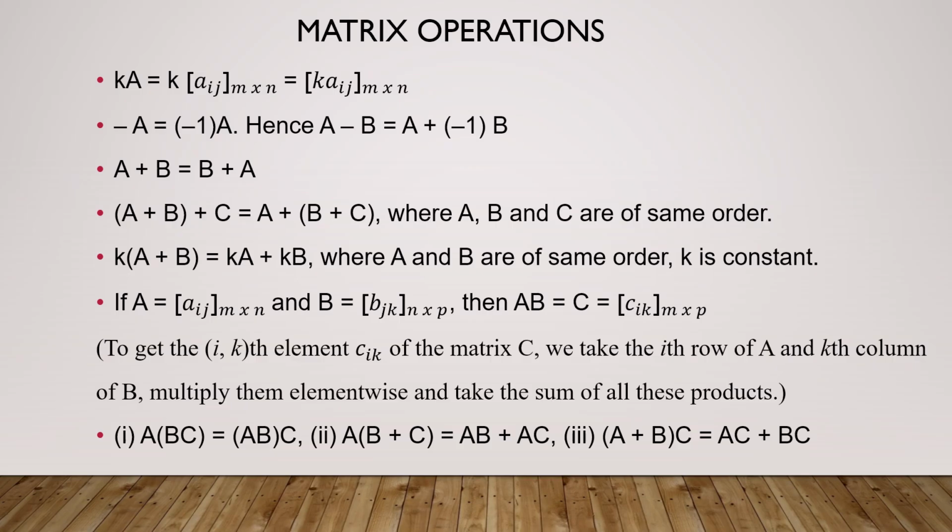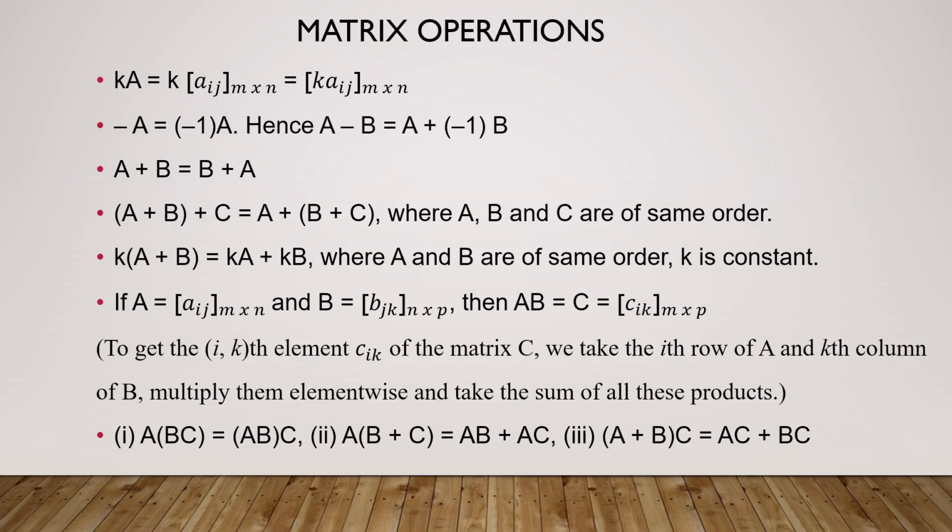A plus B will always be equal to B plus A. It is commutative. A plus B plus C, and if the bracket is changed, obviously all should be of the same order, it will give the same answer. That means it is associative. Any scalar k into A plus B is equal to k into A plus k into B.